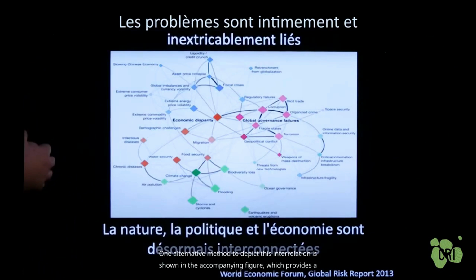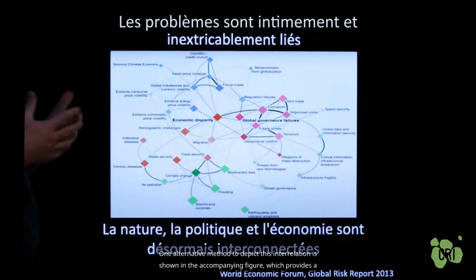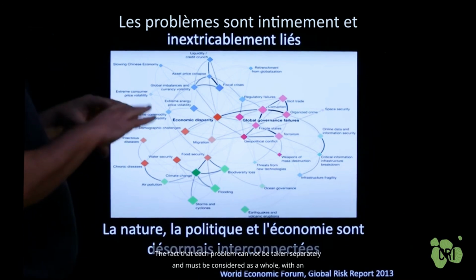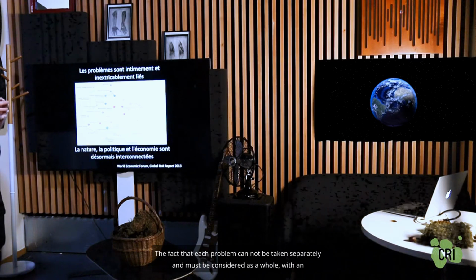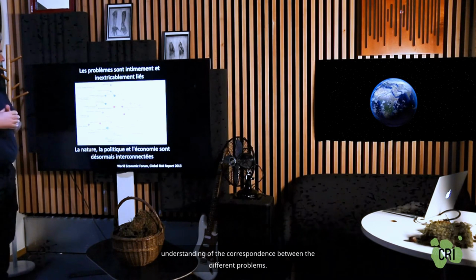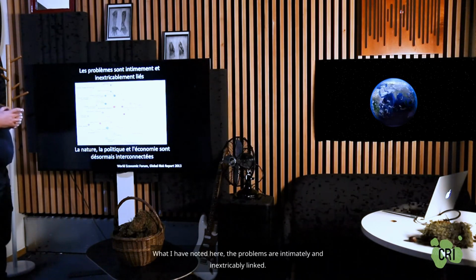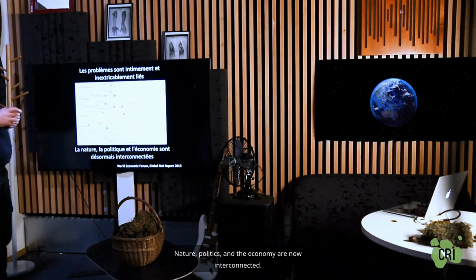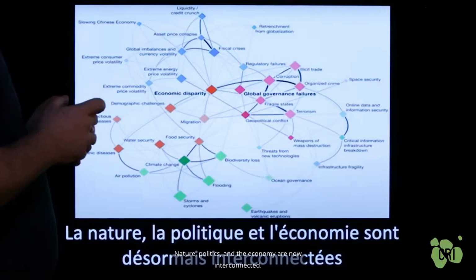One alternative method to depict this interrelation is shown in the accompanying figure, which provides a visual representation to better understand the concept. The fact that each problem cannot be taken separately and must be considered as a whole, with an understanding of the correspondence between the different problems. What I have noted here, the problems are intimately and inextricably linked. Nature, politics, and the economy are now interconnected.